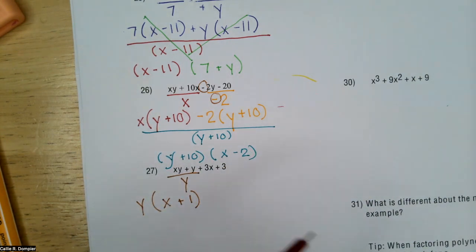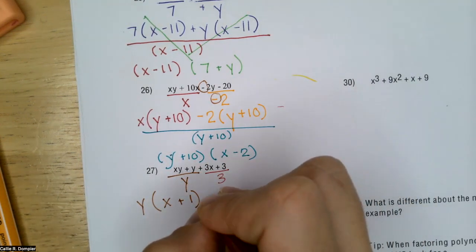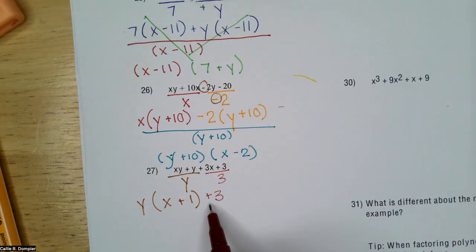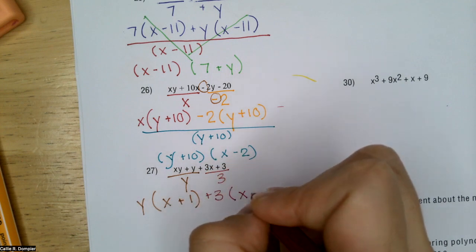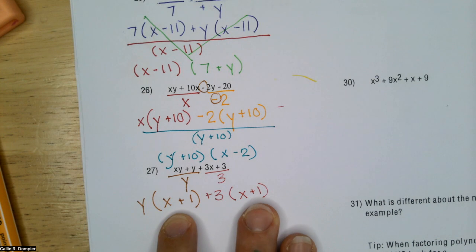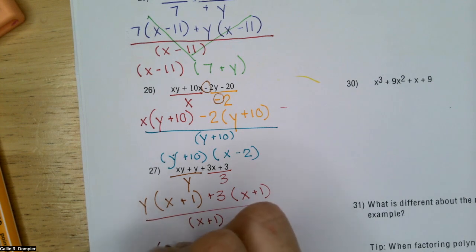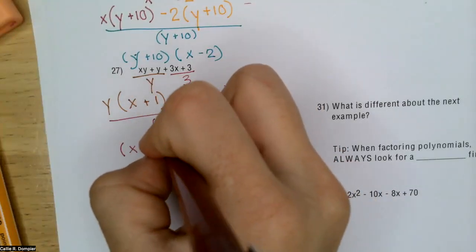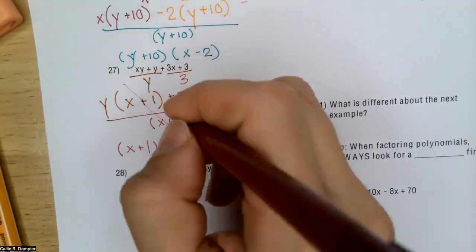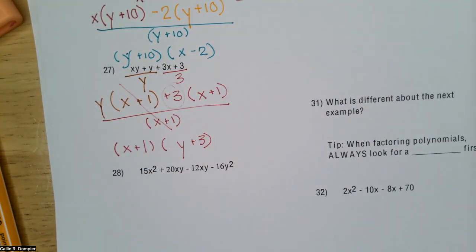Okay? That's a positive 3x and 3, so it's going to be a positive greatest common factor. 3x and 3 has a factor of 3. 3x divided by 3 is x. 3 divided by 3 is 1. Those should always match, right? Then we factor that one out. x plus 1 times y plus 3. Final answer. Good. All right.